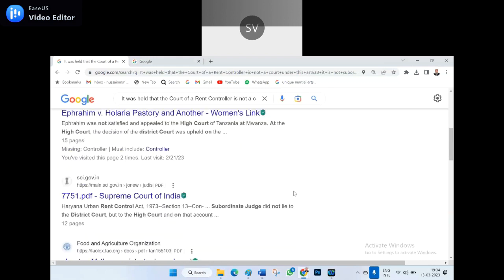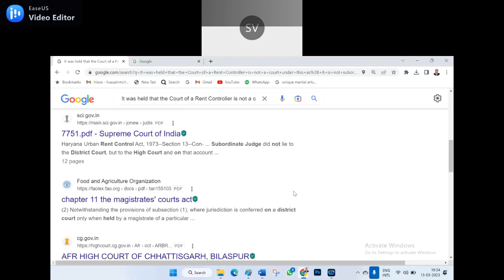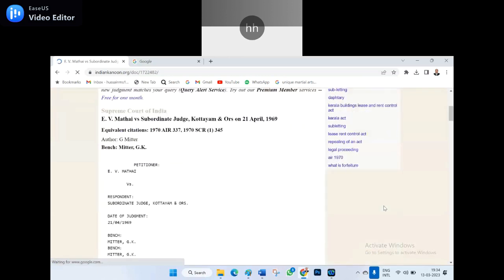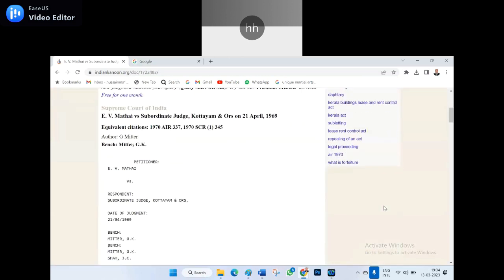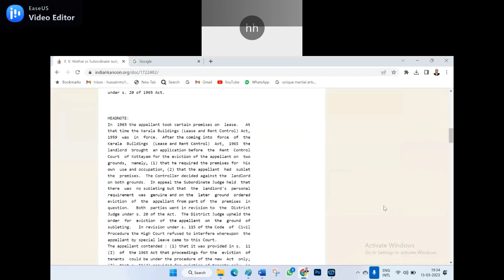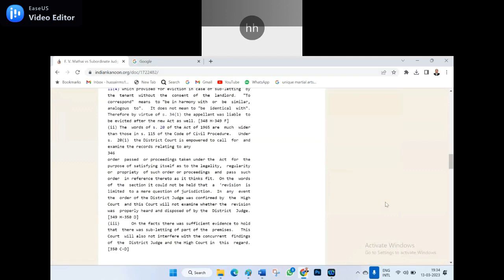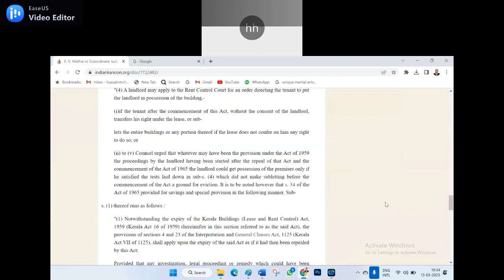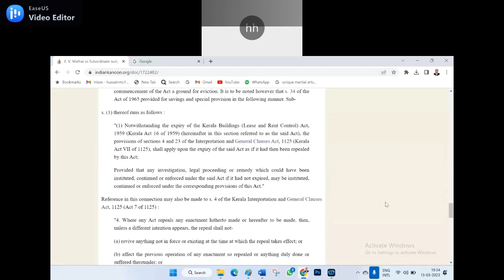Here it is, the case law is given. I think in this case law it is decided. E.V. Mathai versus subordinate judges, Kottayam case law. If you search it, you will know it. Where do you get the answer for this one? See, I am showing you how to search it also.